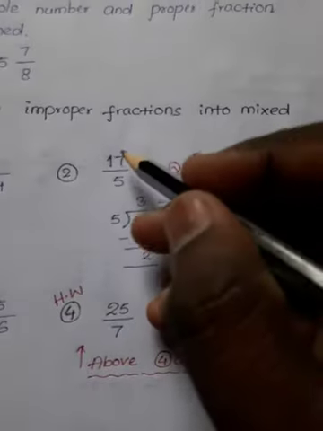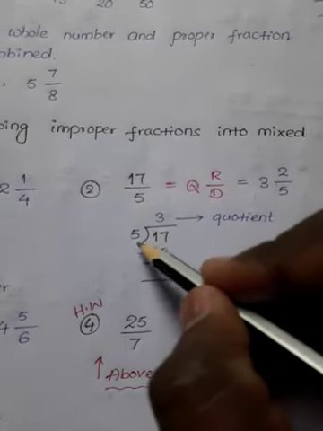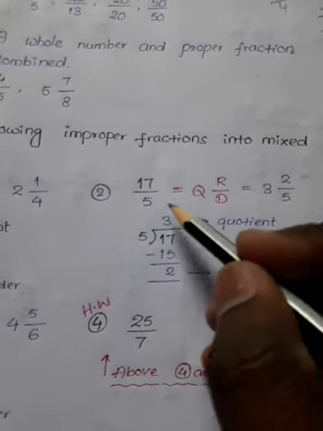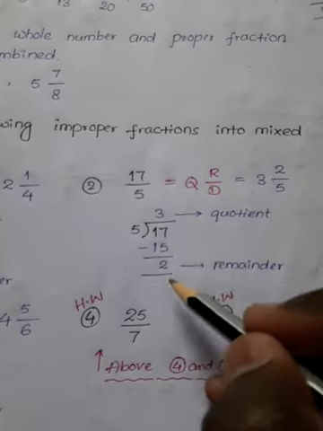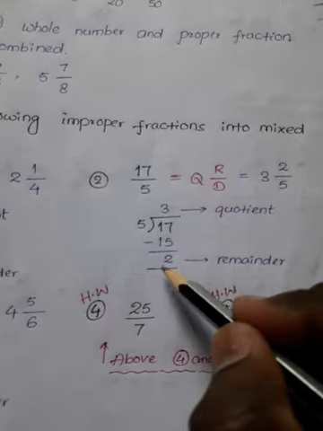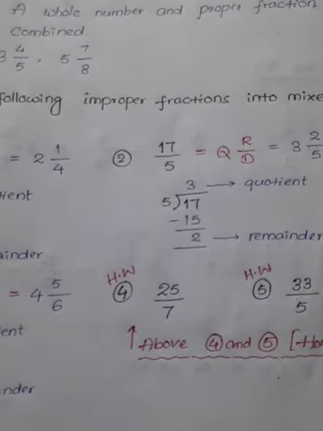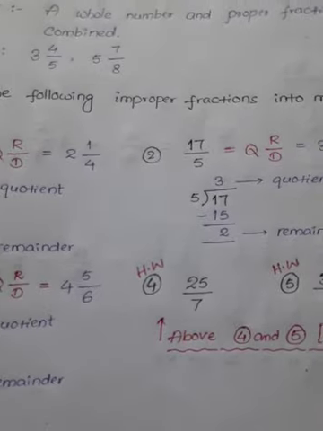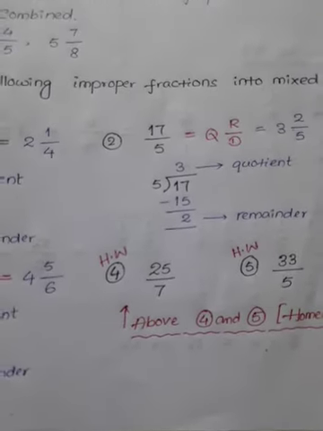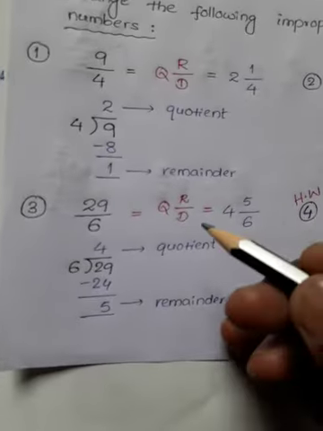Now the next one, 17 over 5. Again divide. 17 is inside, 5 is outside. 5 threes are 15. The remainder is 2. Every time you start with the quotient first. Don't start with the remainder, because the quotient is the answer in the division. So 3, and the remainder goes in the numerator, and the denominator, write it as it is. In the division, every time whatever you want to change, improper to mixed number or mixed number to improper, the denominator whatever you have, write it as it is. Never ever change.